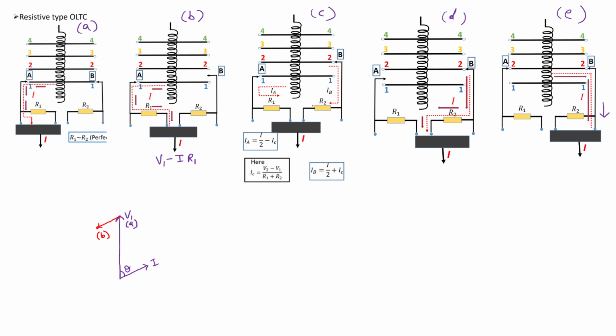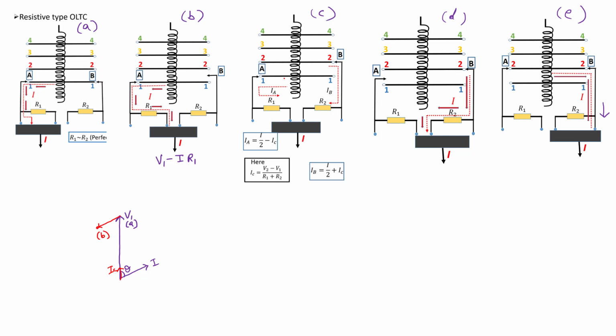Now, in this case, there is a circulating current also, but the circulating current is in phase with V1 and V2, right? Why is it in phase with V1 and V2? Because these are resistors. So the circulating current IC is in phase with V1 and V2. You can indicate the circulating current like this somewhere, IC. Now I by 2.